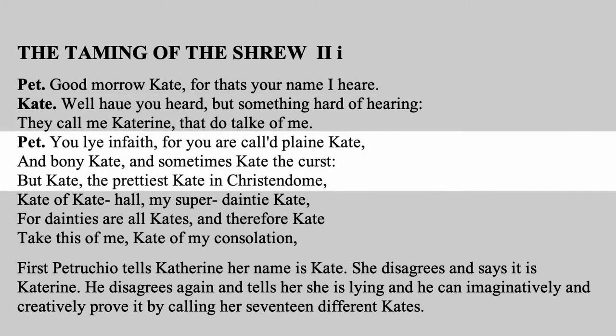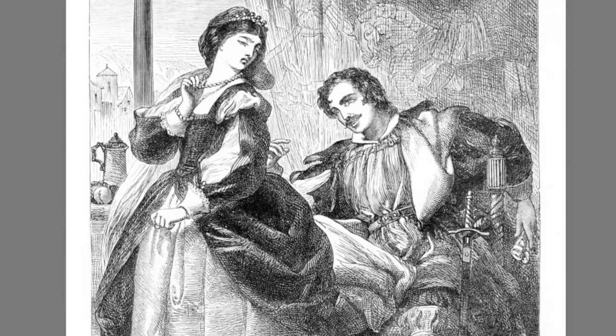He says, "You lie in faith, for you are called plain Kate, and bonny Kate, and sometimes Kate the curst, but Kate, the prettiest Kate in all of Christendom." He gives her his 17 different Kates of why she's Kate and not Catherine. Again, this is an imaginative debate, a creative argumentation. It's all about the name Kate, which Petruchio proves at the end of the scene. He knows how to say her full name.